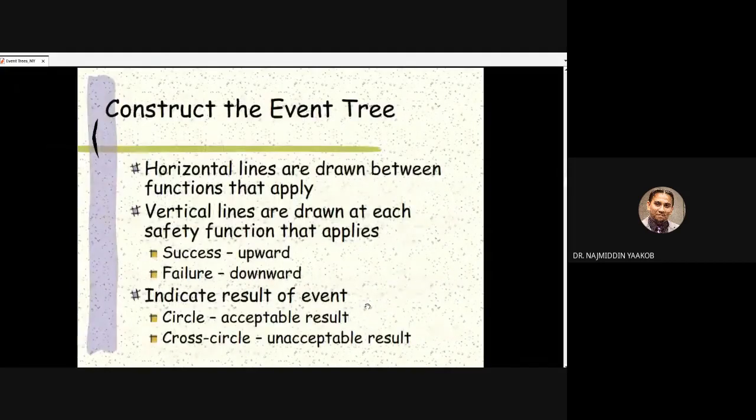For example, when you construct an event tree and you have an initiating event, the arrow going upwards is a success and downward is a failure, right? And also, a circle is an acceptable result and a crossed circle is an unacceptable result. We'll go through an example over here.